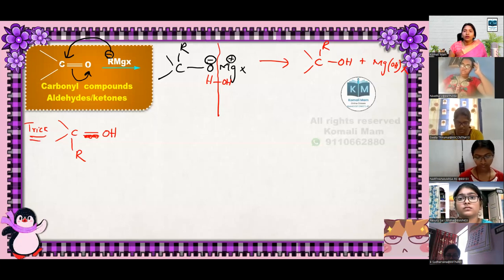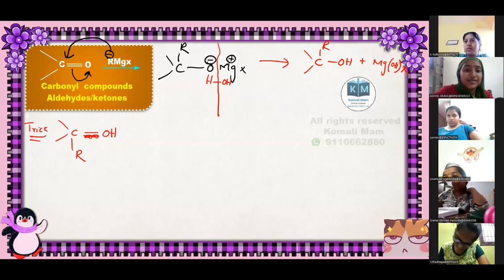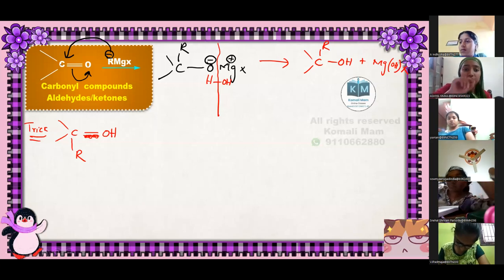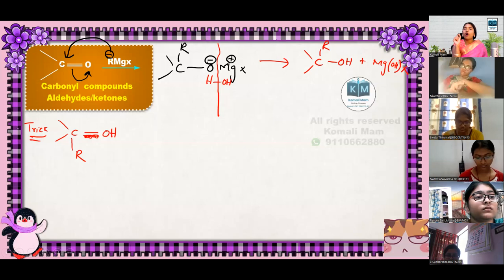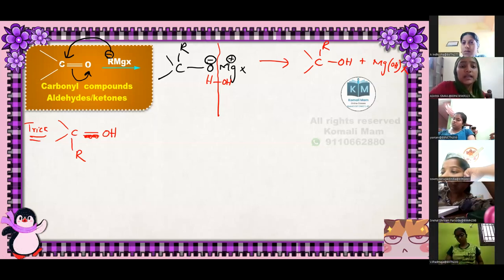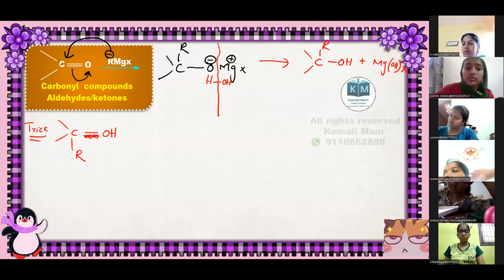Hello, hello, hello. Understand, understand. What do you have to do? From the Grignard reagent, the R group attacks the carbon. From water, attach that hydrogen to the oxygen. That is the final way of writing the products. Shall we do the practice sheet now? What do you say?